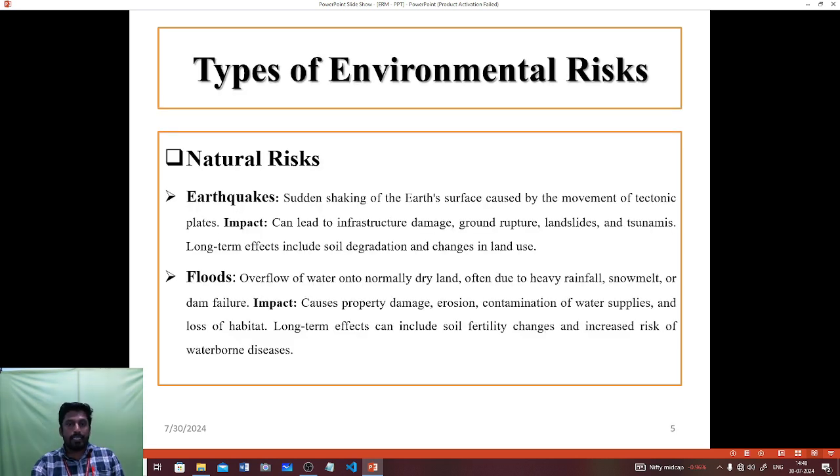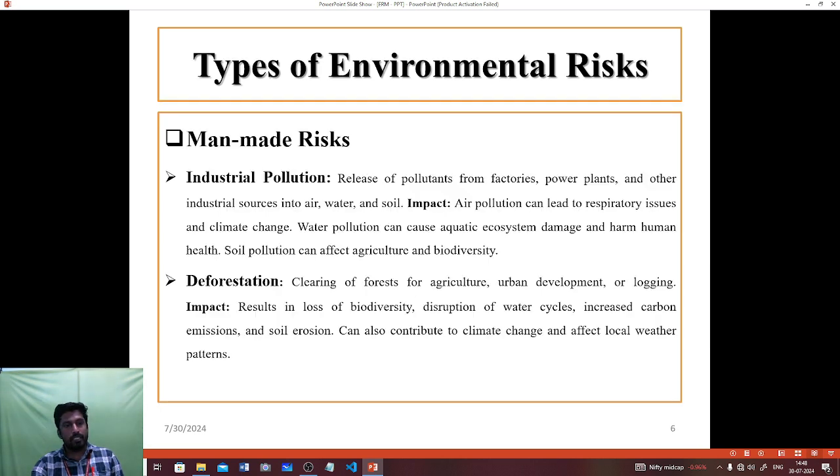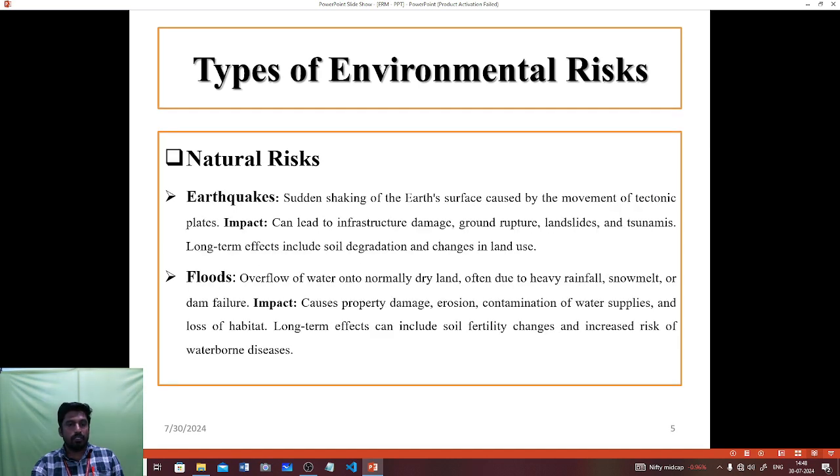The next one is types of environmental risk. There are two types of risk: one is natural hazards and the second one is man-made risk. First of all, we discuss natural risk, or natural hazards. Natural risk means risks that may occur by nature only, without any man-made or human involvement. That is called natural risk.